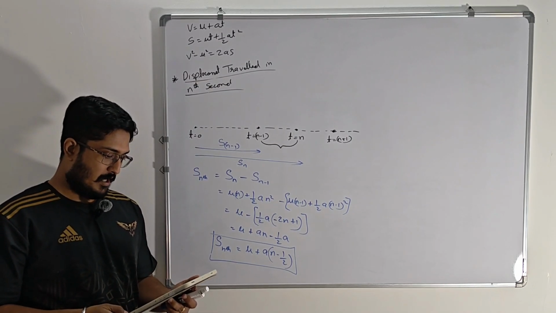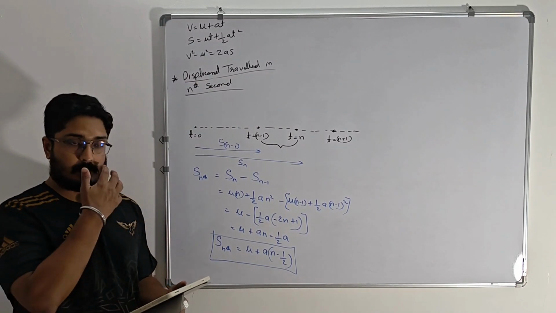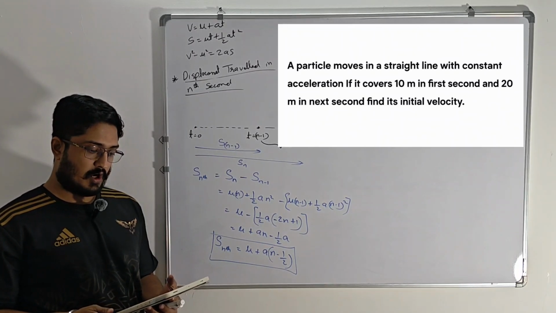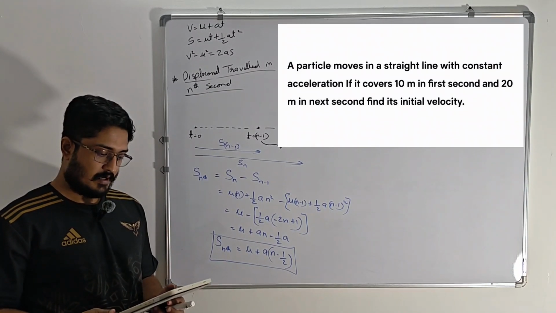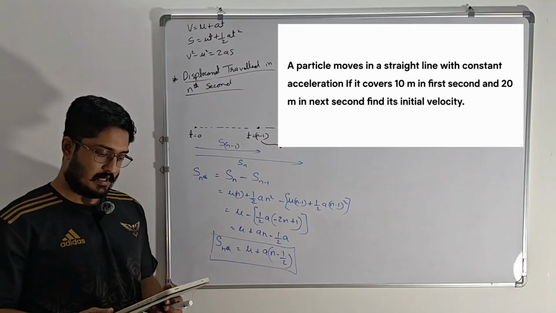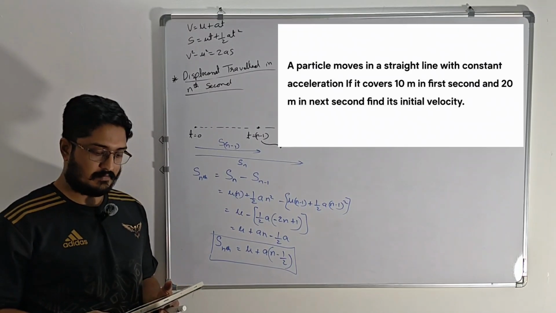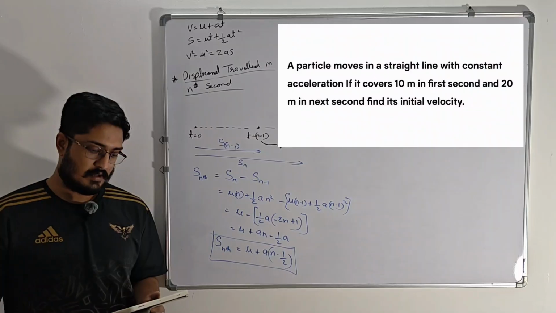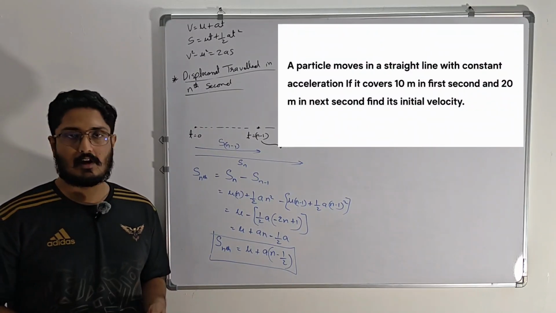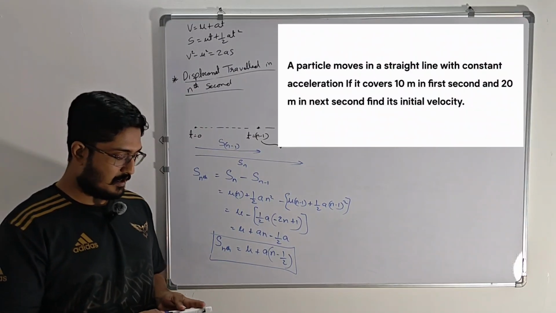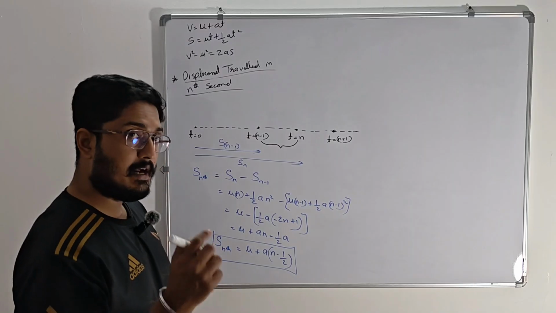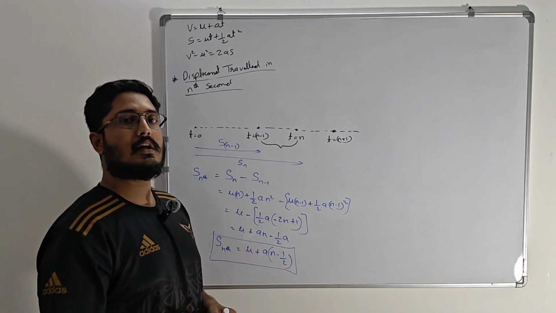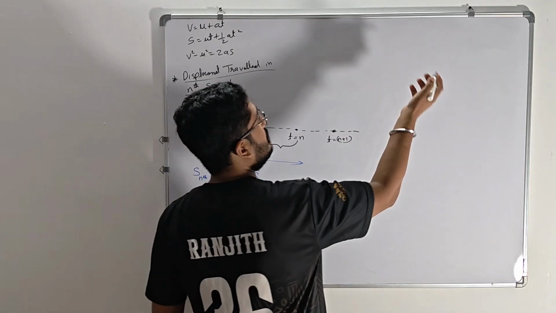Okay, let's solve this question. So look at the board. You will be seeing this question. A particle moves in a straight line with constant acceleration. If it covers 10 meters in the first second and 20 meters in the next second, then find its initial velocity. So they have said that a particle is traveling 10 meters in the first second, and in the next second it is traveling 20 meters, and it's a constant acceleration.